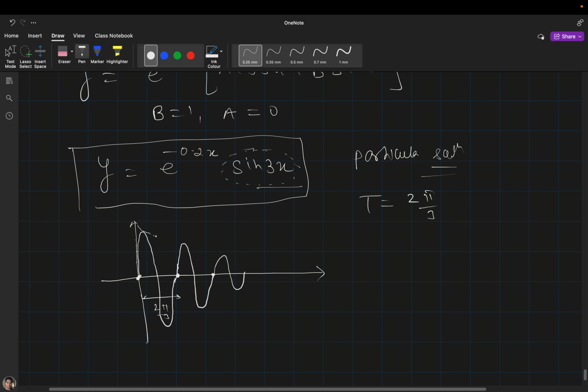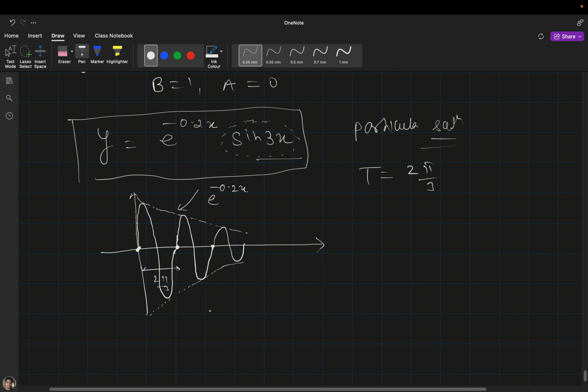And what kind of function is this? So e to the power minus 0.2 x. And what is this? Minus e raised to the power minus 0.2 x.